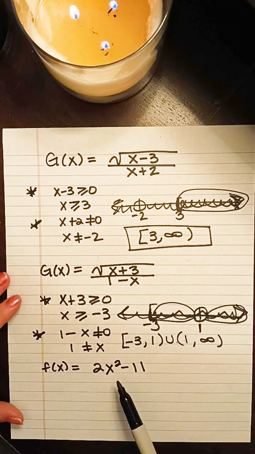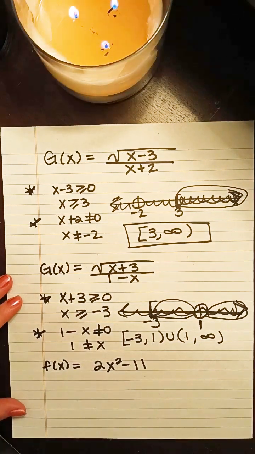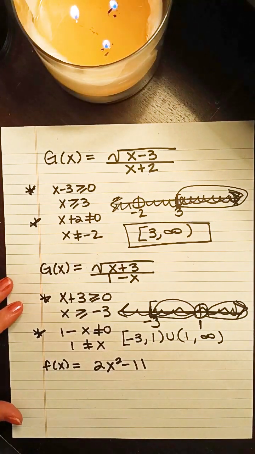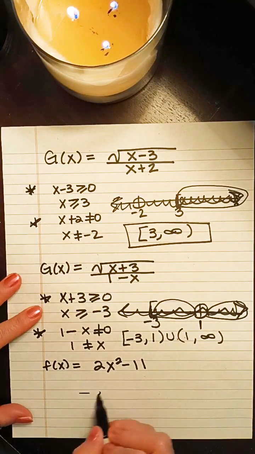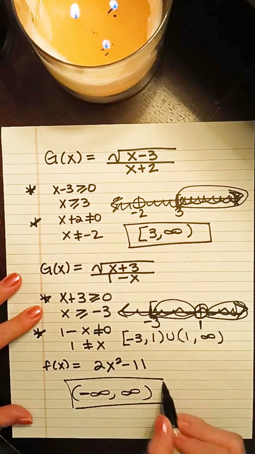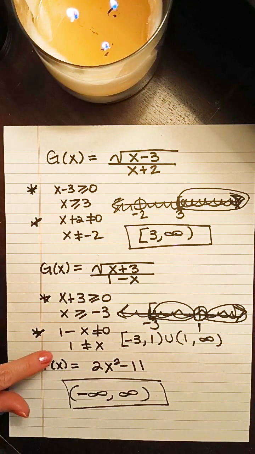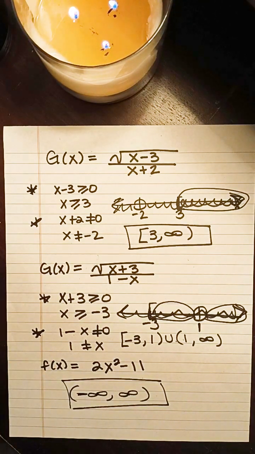Okay, in this last problem, we do not have any even roots, and we do not have any variables in the denominator. So I don't have to worry about anything. My domain is all real numbers. No matter what number I input in here, I will get out another real number. Okay, well that is all I have.